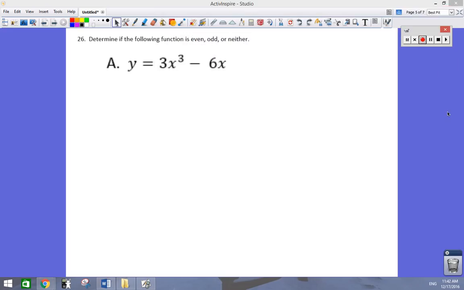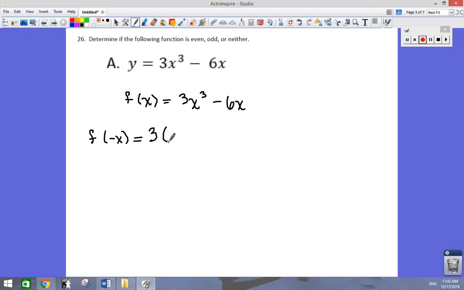Let's take a look at problem number 26 of our review packet. It's asking us to determine whether this function is even, odd, or neither. I would rewrite it in function notation. And I would evaluate the function at the opposite of x and compare it against this original. So I've got this.